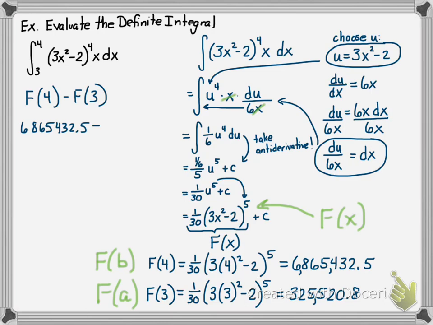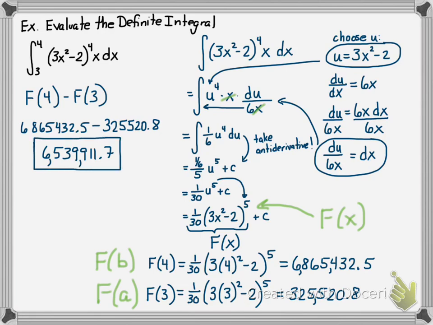6,865,432.5 minus capital F of 3, which is 325,520.8, and when you subtract them, you should get 6539911.7, and if I throw in the commas, I end up with 6,539,911.7. So our answer is approximately 6.5 million.